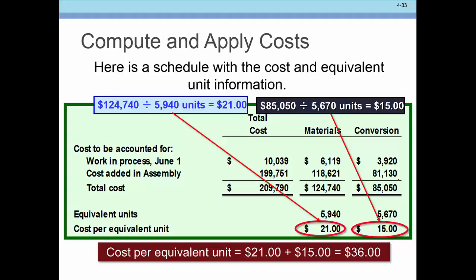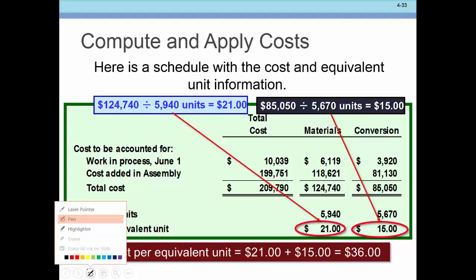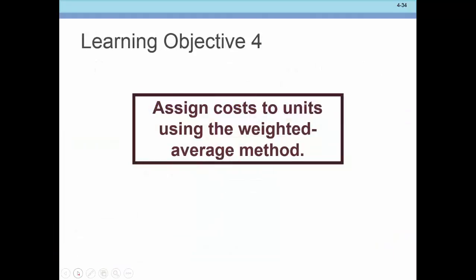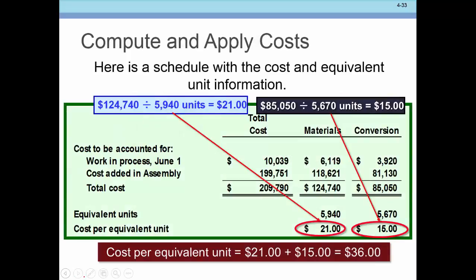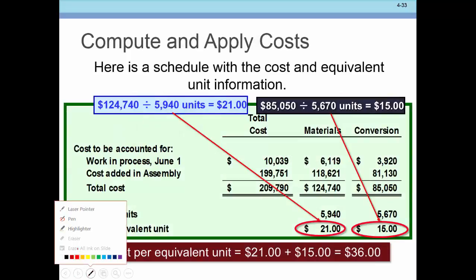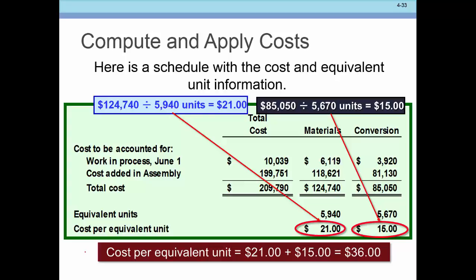They go ahead in this example here and add those two together to give you an overall cost per equivalent unit. In most of the problems that we're going to look at here, I'm going to ask you for those separately. I'm not going to ask you to combine them, but they did give us that number. But I'm not going to ask you to do that. It's going to be separate. Okay. With me so far?